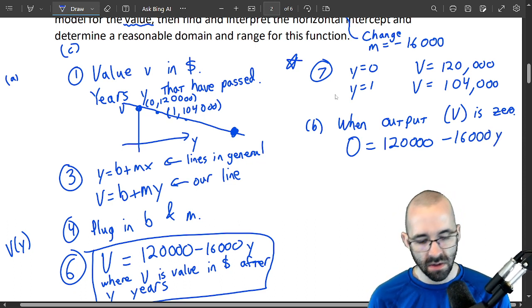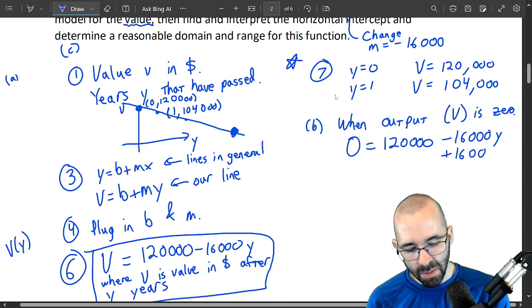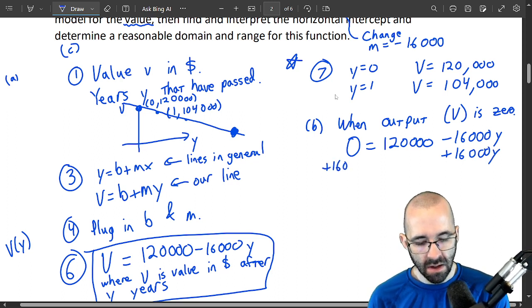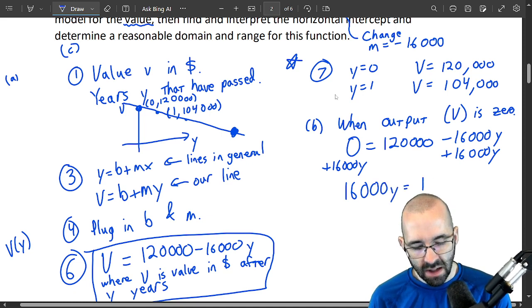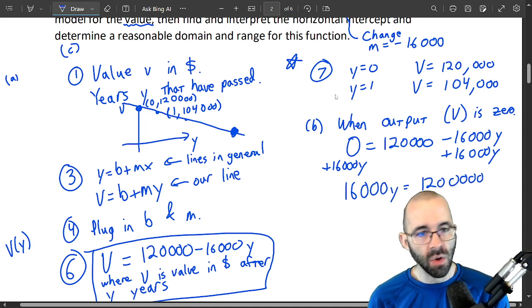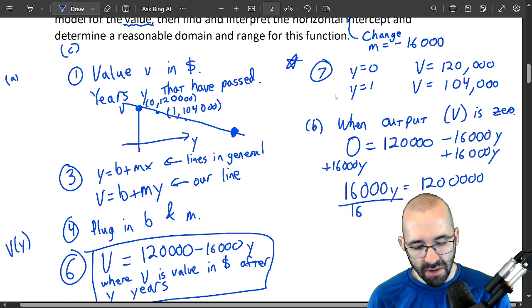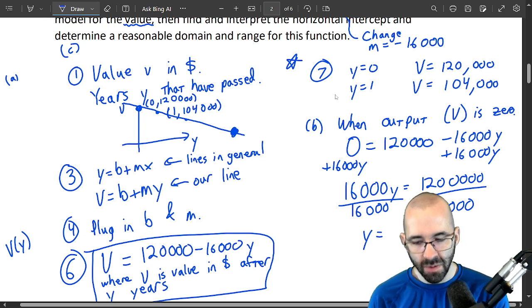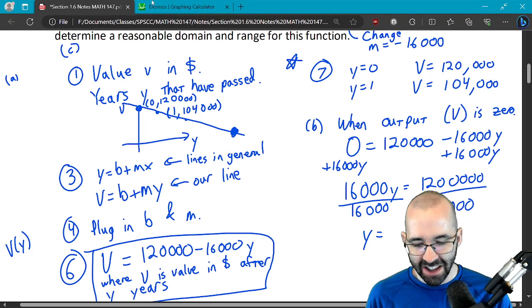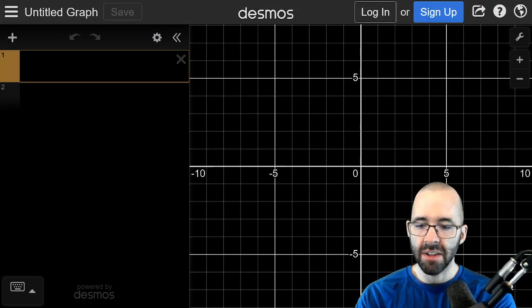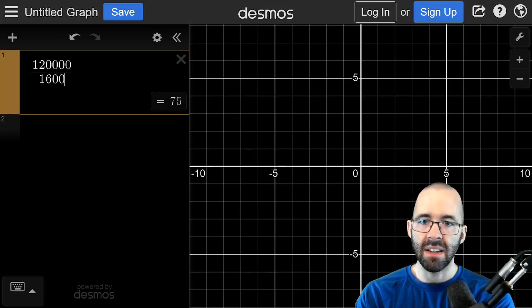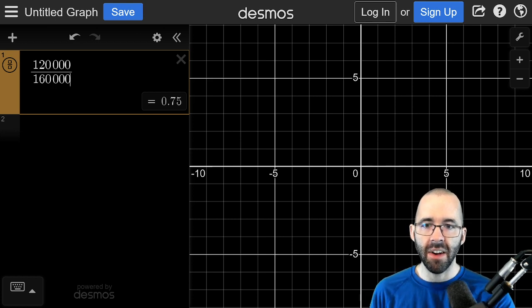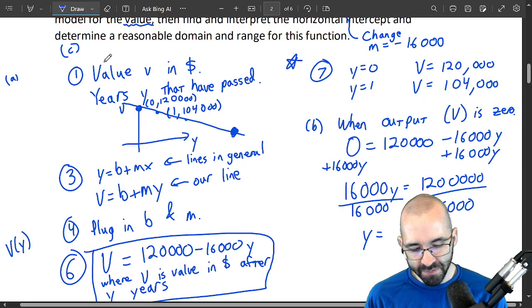Solve this equation. We can add 16,000y to both sides. That's going to tell us that 16,000y is 120,000. So if we want to know what y equals, we just divide both sides by 16,000. We're going to get that y is equal to 120,000 divided by 16,000. That's not right. There we go, 7.5.